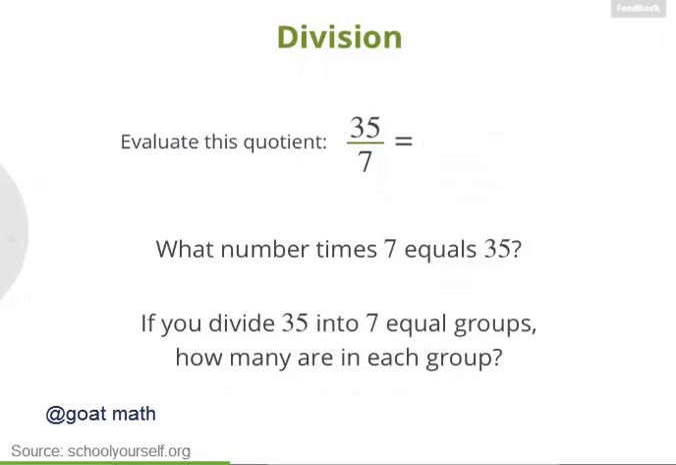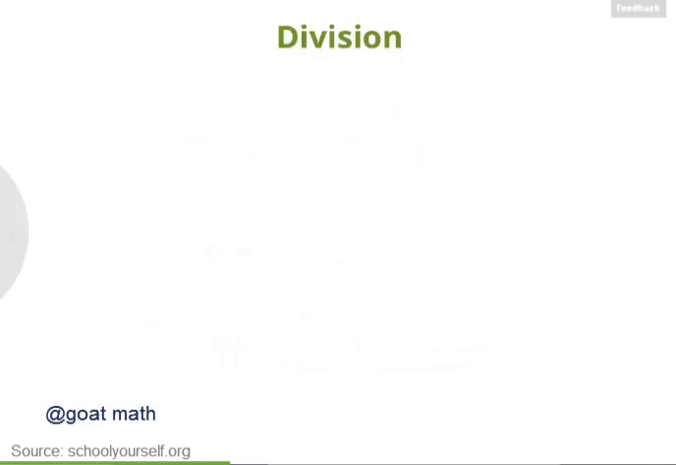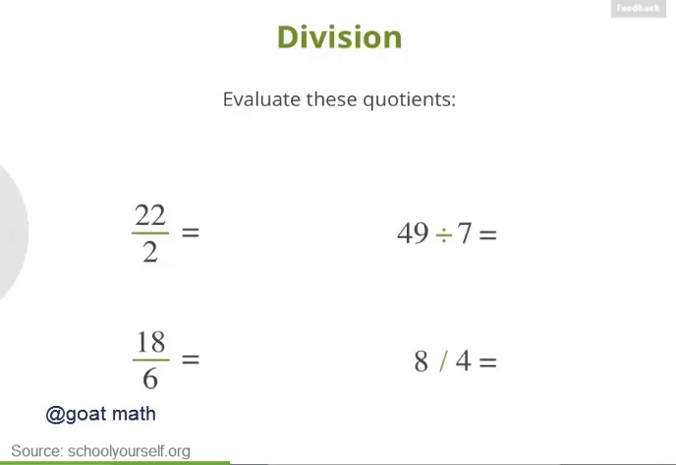Excellent work! So 35 divided by 7 equals 5. If you divide 35 into 7 equal groups, there are 5 in each group. And 5 times 7 equals 35. Next, try evaluating a few more quotients. 22 divided by 2, 18 divided by 6, 49 divided by 7, and 8 divided by 4.